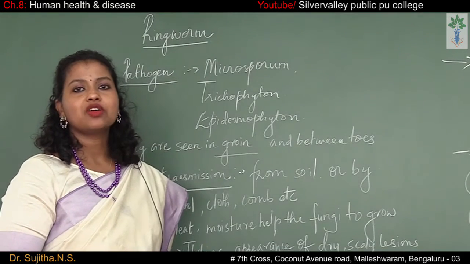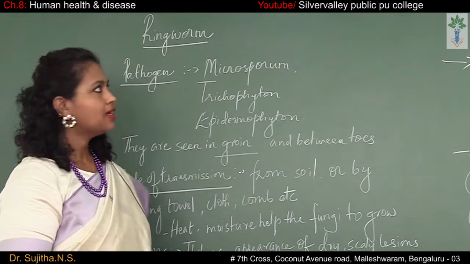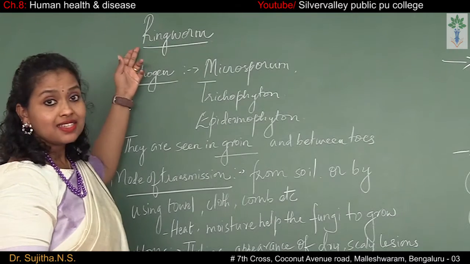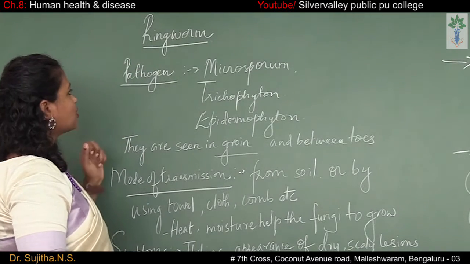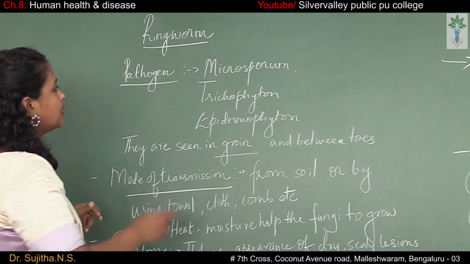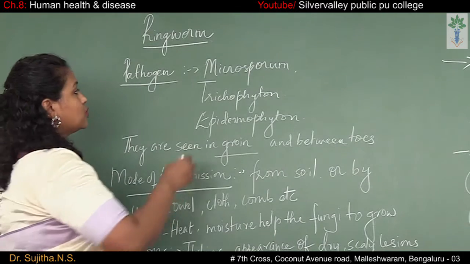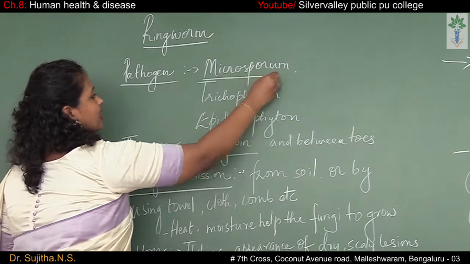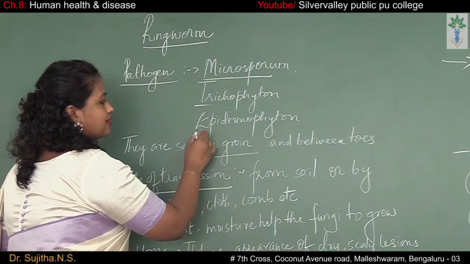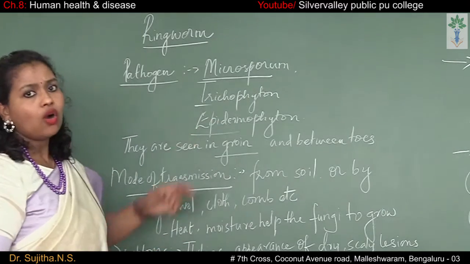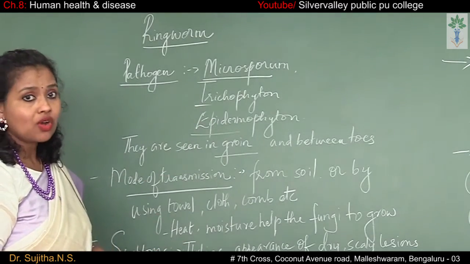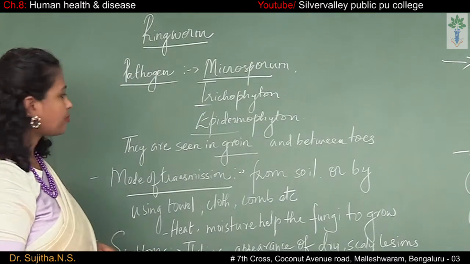And the next disease we are studying is a fungal disease. The name of this disease is ringworm. Ringworm is caused by a pathogen. There are different types of pathogen. The first one is Microsporum, the second one is Trichophyton, and the third one is Epidermophyton. All these are fungi which cause ringworm.